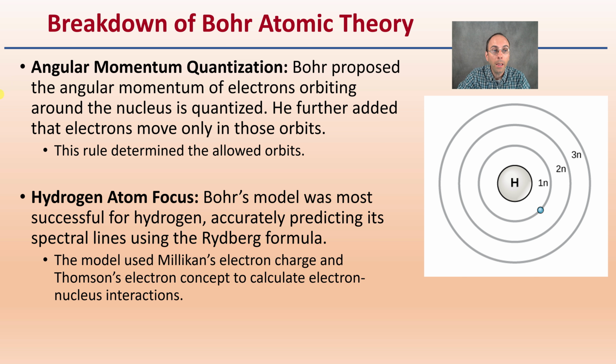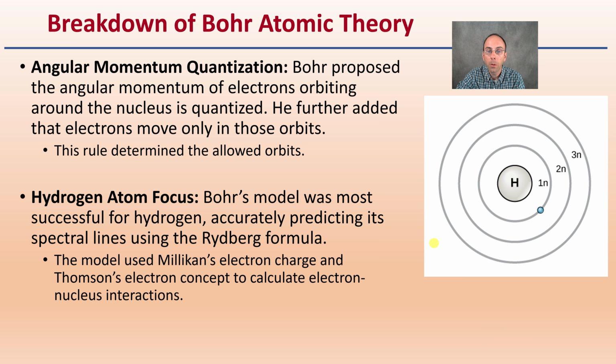In addition, in Bohr's model, angular momentum is quantized. Bohr proposed that the angular momentum of electrons orbiting the nucleus is quantized. He further added that electrons move only in those specific orbits. This rule is how he came up with the idea of orbits, kind of like the concept of planets rotating around the sun, which have very distinct orbits.